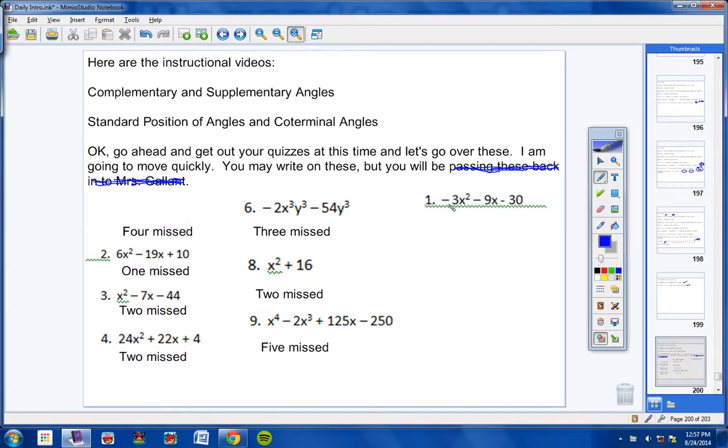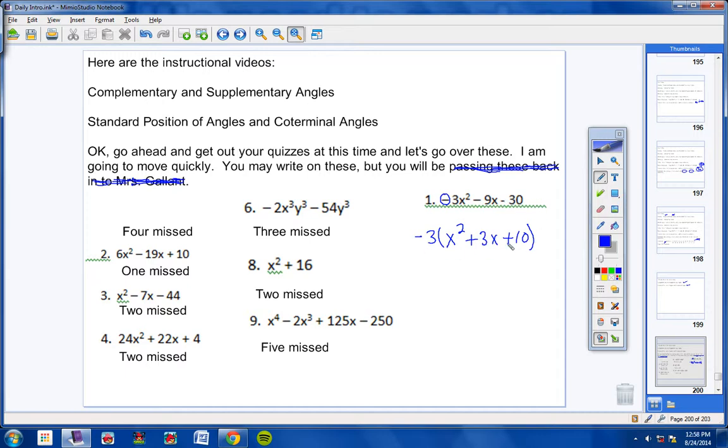Here we go. First of all, you're going to pull out what's common. So we're going to pull out a -3, okay? Whenever your first term is a negative, you pull out a negative sign, and 3 is the biggest number that goes into all of these evenly. So if you pull out a negative number, you are left with this. If you take this -3 and multiply it back through, you'll get -3x squared, -9x, -30.